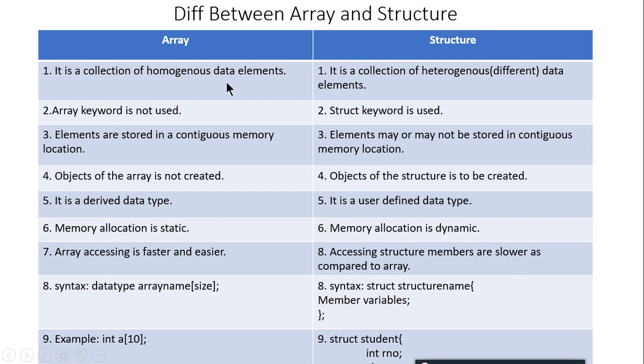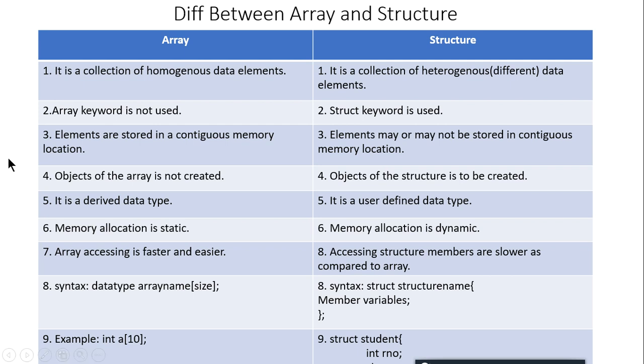So if we are declaring an array like int a[10], all the array elements are of integer data type, whereas in structure you can put any data type. We don't have to use the array keyword, whereas in structure we have to use the struct keyword. Here the elements are stored in contiguous memory location like 2002 to 2006 roll number, then 2006 to 2026 name, then 2026 to 2030 for marks.